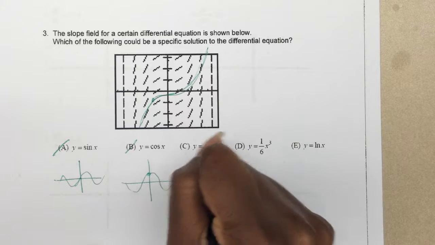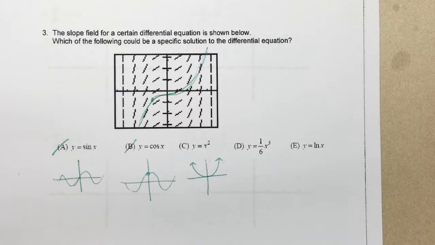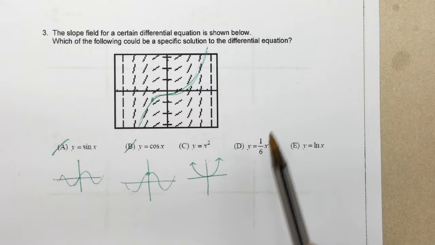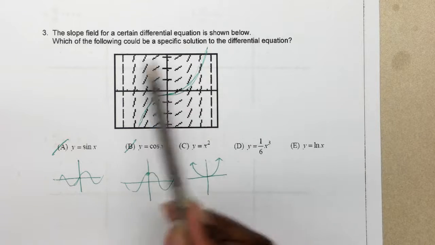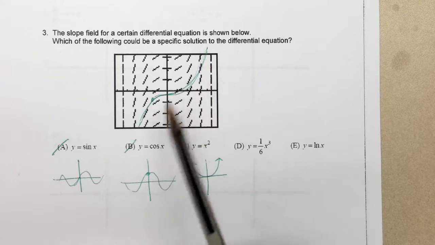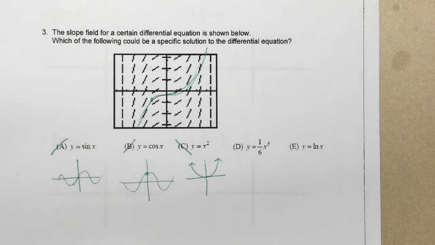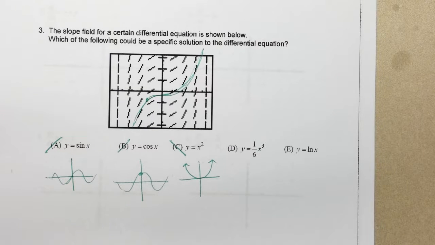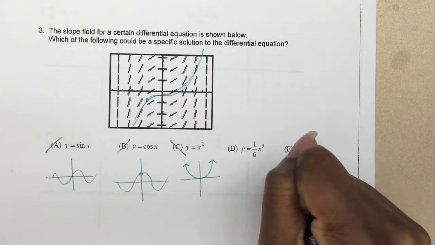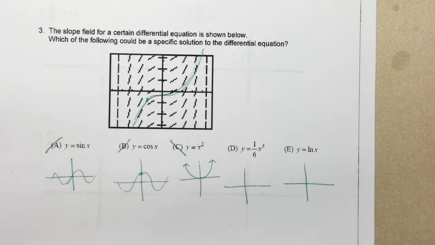X squared, if we sketch a graph of x squared, we have a parabola, right? Both ends of my graph are going either upwards or downwards if it was negative x squared. This slope field has one end of my graph going upwards, one end going downwards, so it can't be C. So we're down to ln x and 1/6 x cubed.